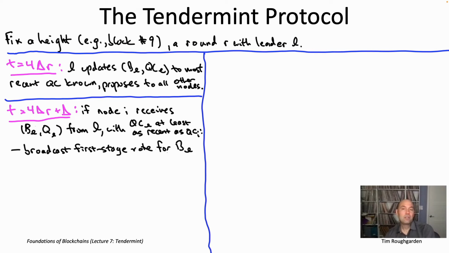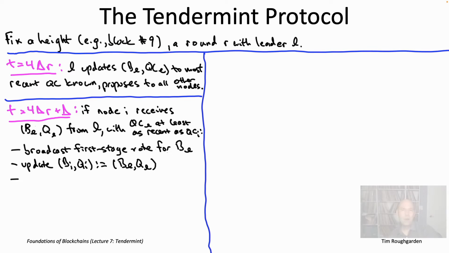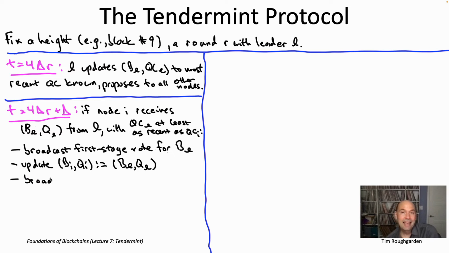So here again, it makes sense for node I to do one of its periodic updates. Given that it just cast a vote for B sub L, presumably it should reset its local variable B sub I to be B sub L if it wasn't already equal to B sub L. And similarly update its QC to this at least as recent one that was just heard from the leader. And node I may also just broadcast this newly adopted quorum certificate to make sure that all of its colleagues are also aware of it.